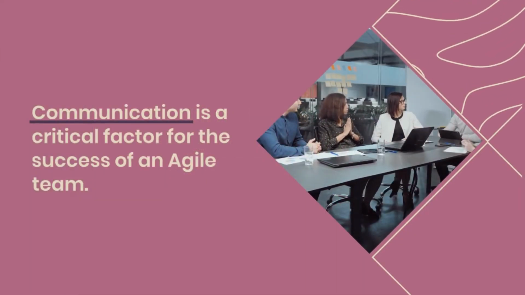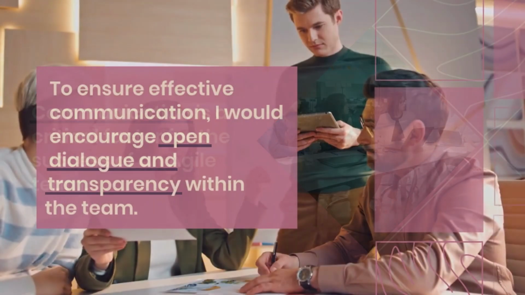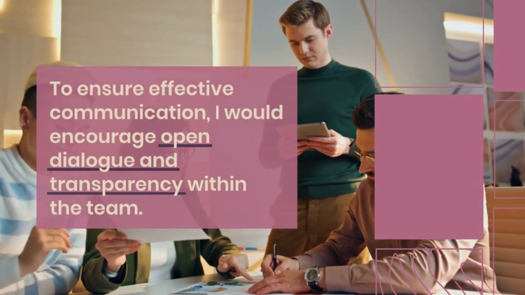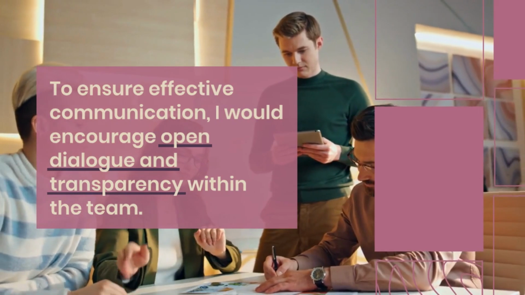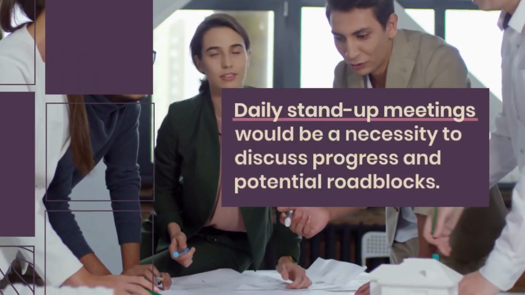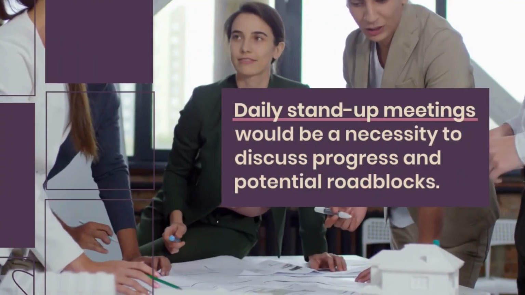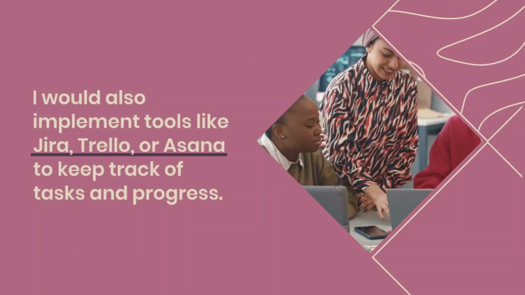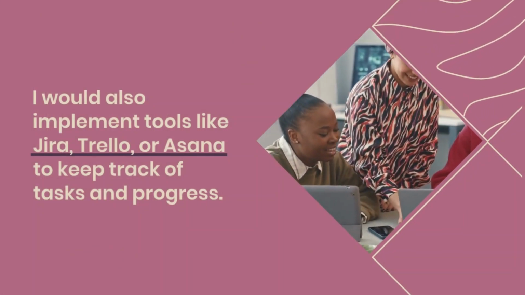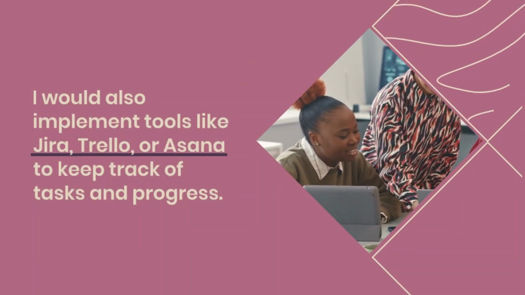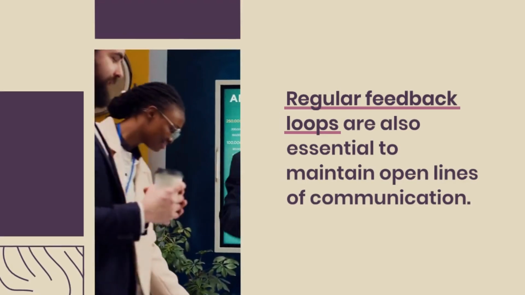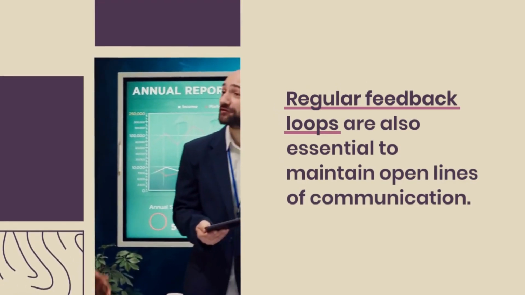Communication is a critical factor for the success of an Agile team. To ensure effective communication, I would encourage open dialogue and transparency within the team. Daily stand-up meetings would be a necessity to discuss progress and potential roadblocks. I would also implement tools like Jira, Trello, or Asana to keep track of tasks and progress. Regular feedback loops are also essential to maintain open lines of communication.